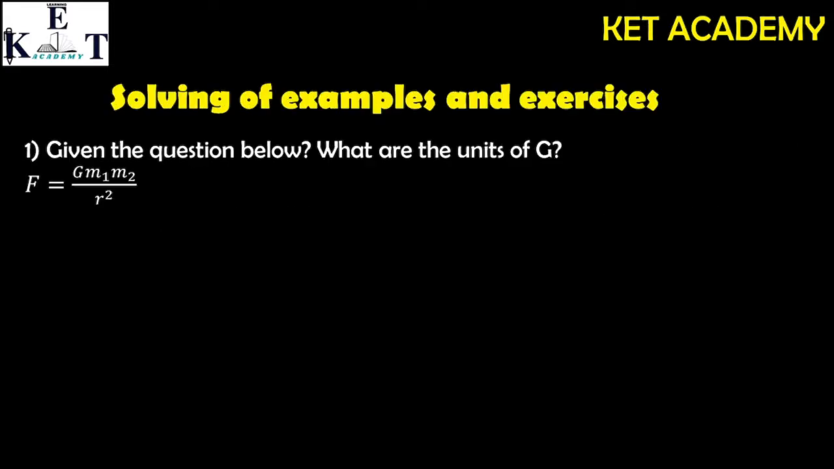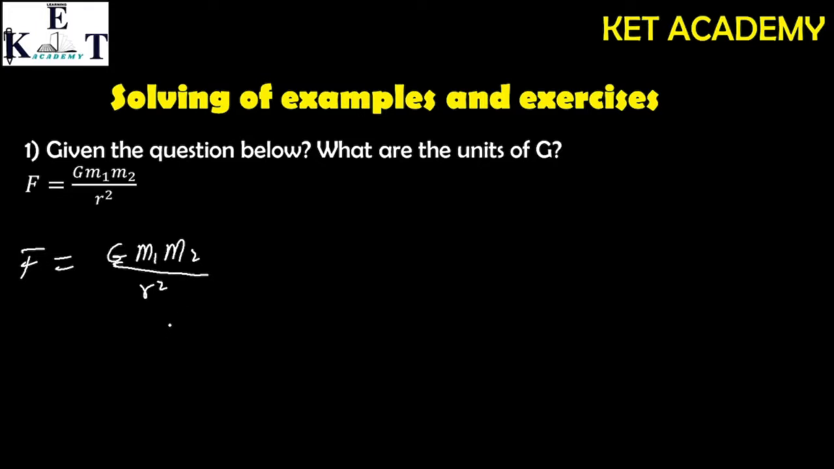Now we're going to solve some examples. It says that given the equation below, what are the units of G? So I've been given an equation. This is a force existing between two masses, a gravitational force existing between two masses. If we were to look for the unit of G, the first thing we need to do is express G in terms of the other variables. So we make G the subject of the formula, and to do that we have F equals G m1 m2 all over r squared.